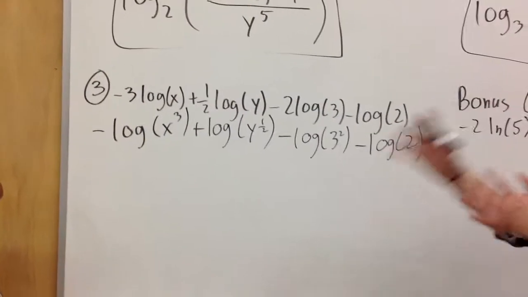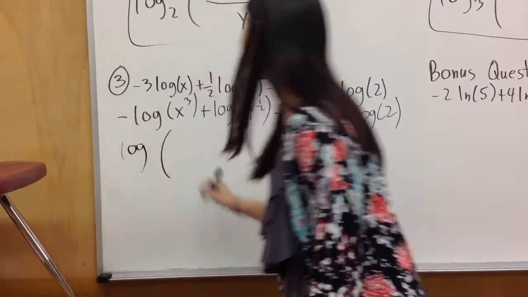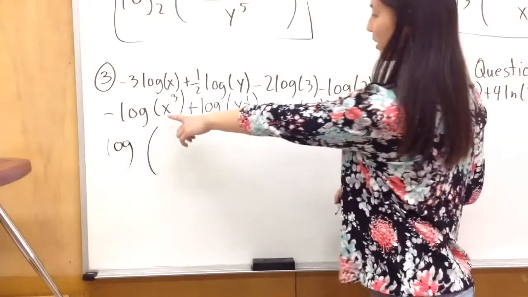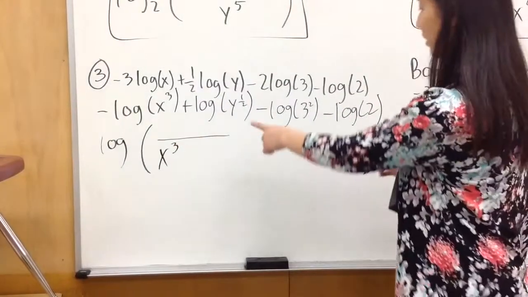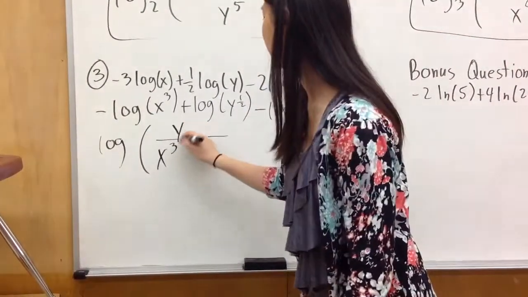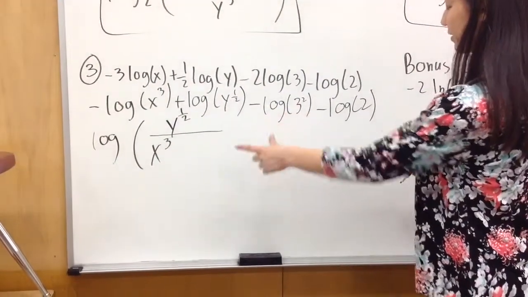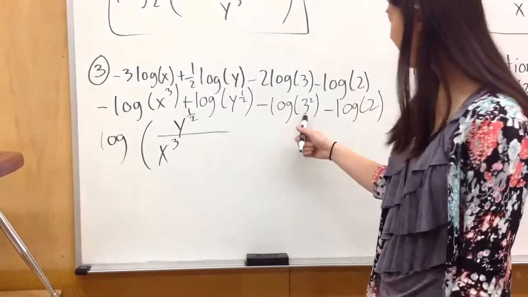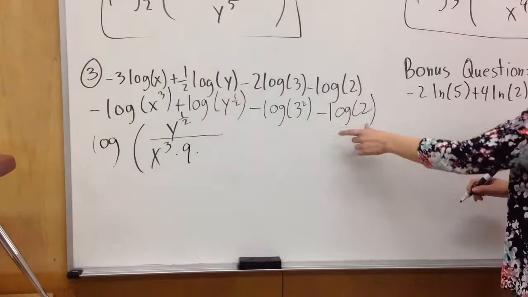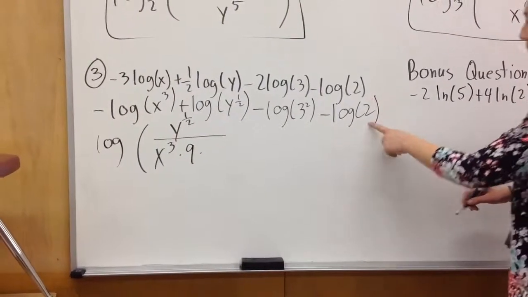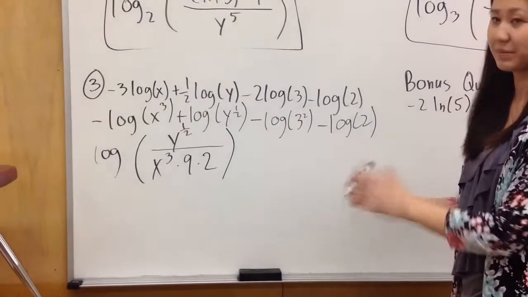Now we're going to work with the positives and negatives. So we have log of. This goes on the bottom because it's negative. This goes in the top because it's positive. This is going to go on the bottom because it's negative. And by the way, 3 squared is 9, so I'm just going to write it as times 9. And this is going to go on the bottom because it's negative. So we're going to say times 2 here. One last step, we're just going to simplify this a little bit more.